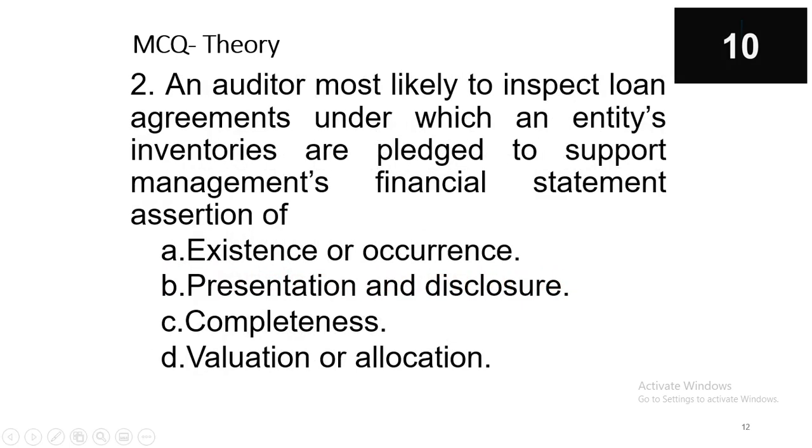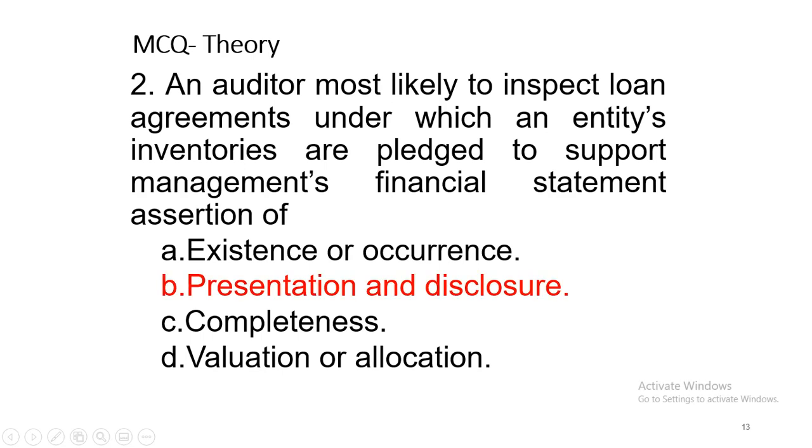Now for number 2, an auditor is most likely to inspect a loan agreement under which an entity's inventories are pledged to support management's financial statement assertion of A, existence or occurrence; B, presentation and disclosure; C, completeness; or D, valuation or allocation.